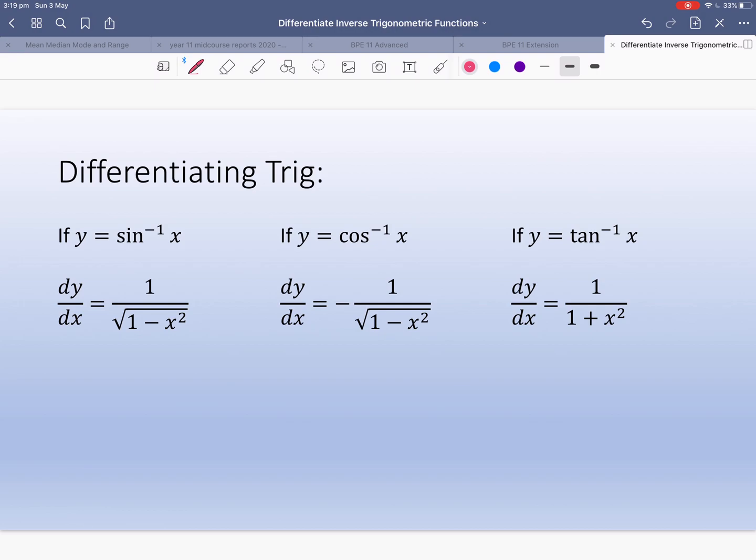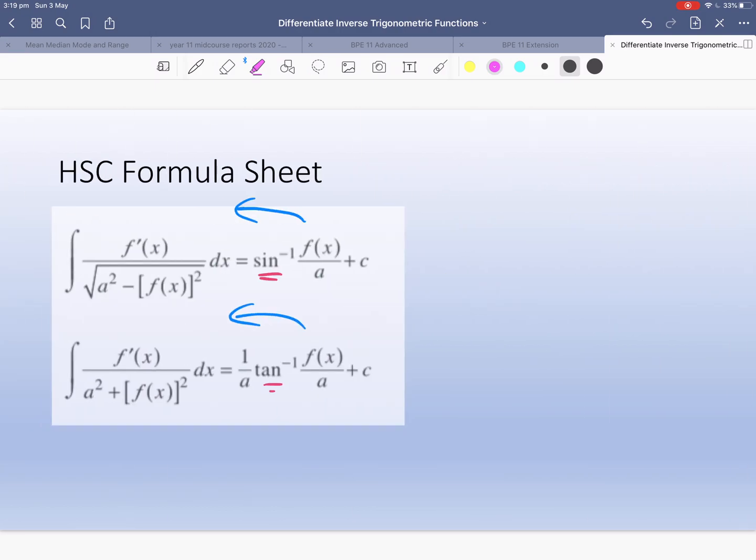Okay, so here are the three basic derivatives that we have. So the derivative of y equals sine inverse x is this, all right? The derivative of y equals cos inverse x is exactly the same thing, except there's a negative here, okay? So that explains why the formula sheet doesn't give us cos. We've just got to recognize that for the cos one, there's just going to be a negative in the answer. So we need to remember that, okay?